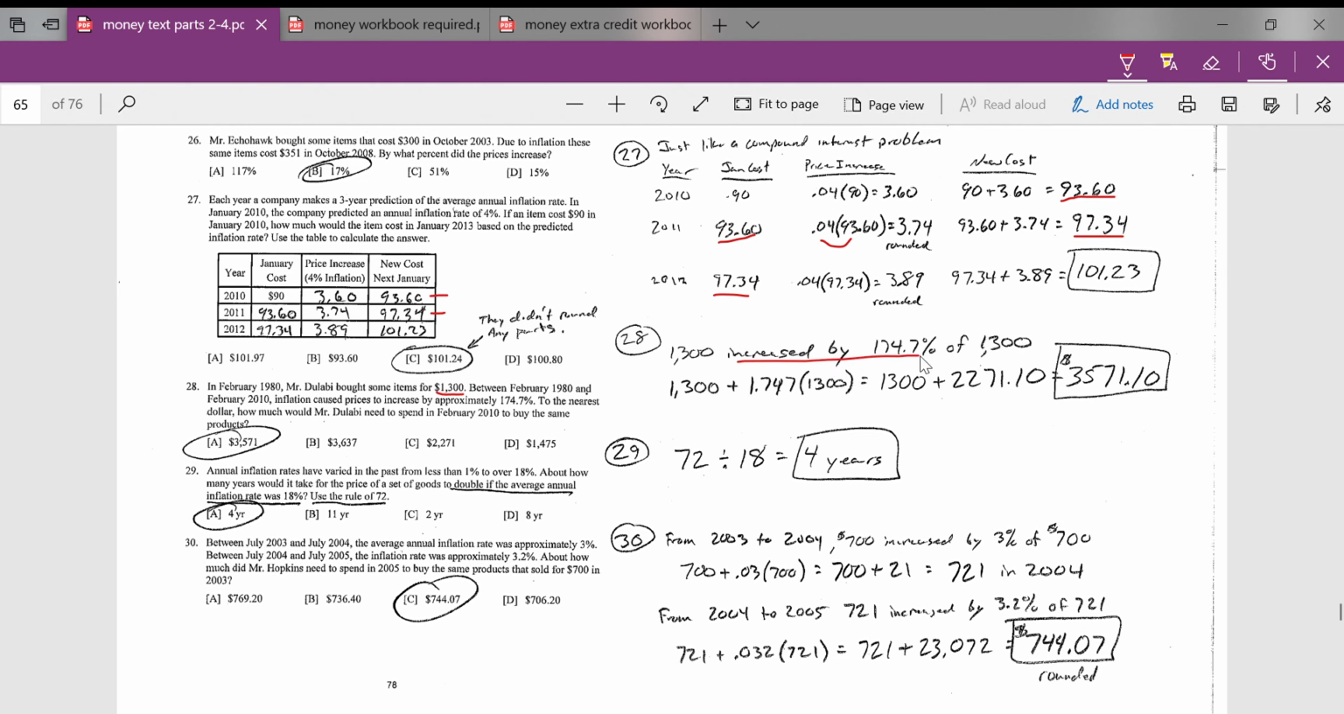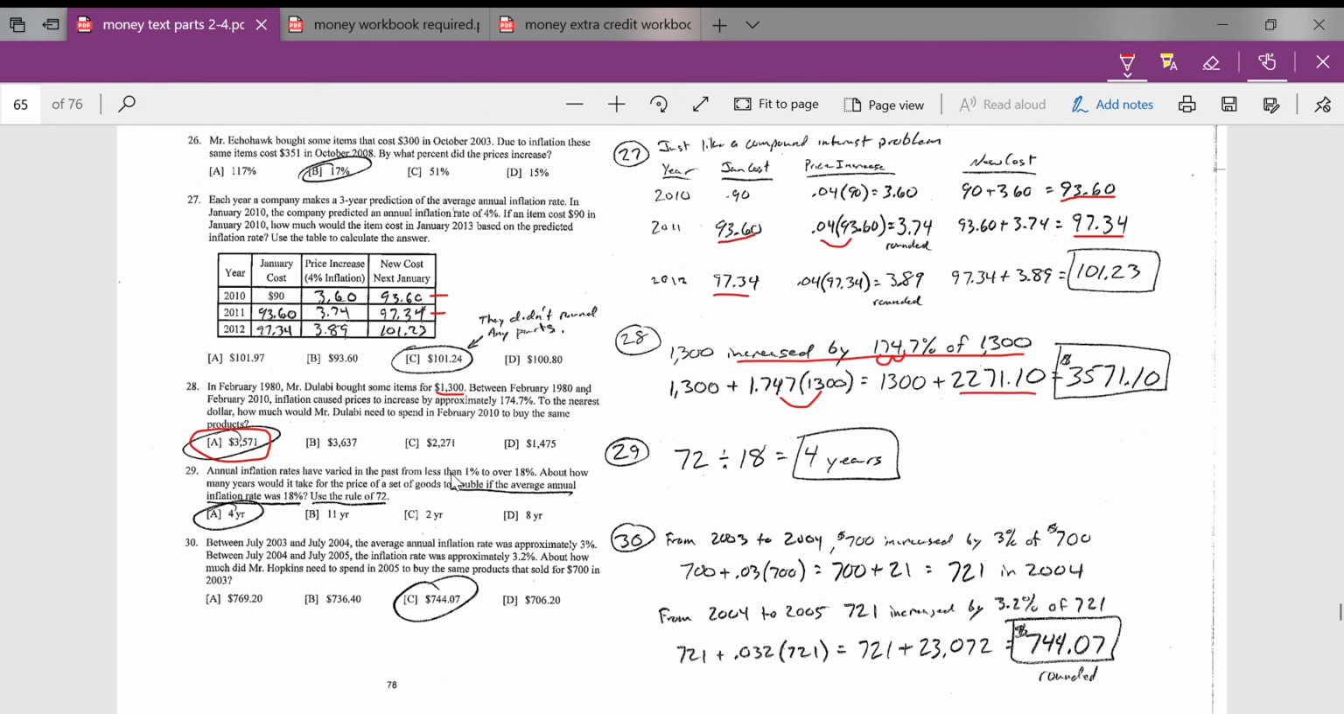It's increased by 174.7%. So again, even though it looks different because the percent is so big, it's just like a sales tax or a tip problem. We start with the amount that we spent in 1980. It's going to increase by 174.7%. So follow the same rules and move twice to the left, 1, 2, to get a decimal. So that's 1.747 times the 1,300. You have to multiply that first, order of operations. That gives you $2,271.10. You add that to the original 1,300 and you get $3,571.10. The question was to the nearest dollar, so we round right there.